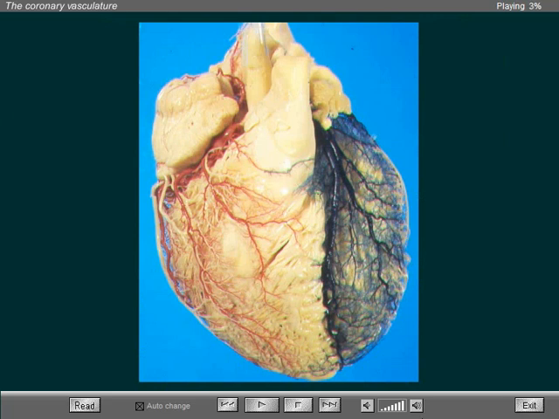The circle of Vieussens is an anastomotic pathway that is seen at the origin of the coronary arteries. In this anatomical specimen, we can see anastomosis by inosculation between the right and the left coronary arteries. The red telescopes with the blue in the surface of the outflow tract of the right ventricle. This constitutes the anterior aspect of the circle of Vieussens.